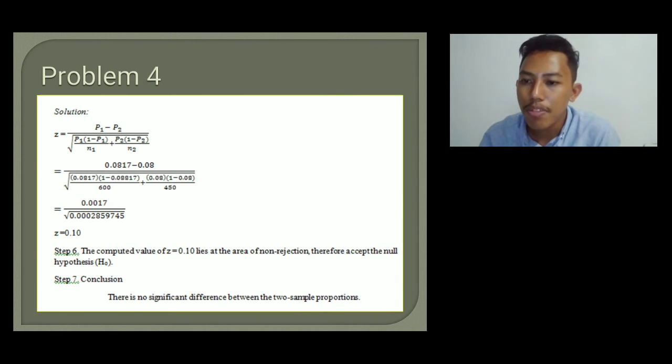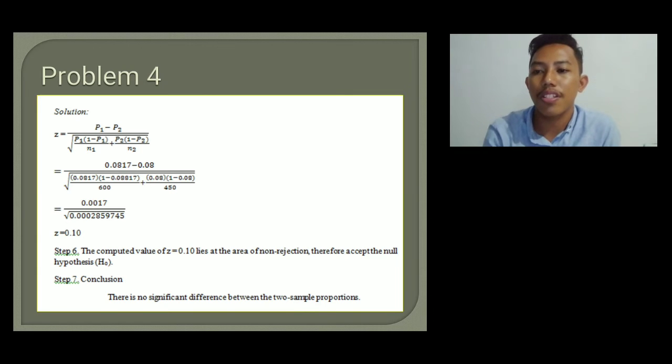It will now become 0.0017 over the square root of 0.0028599745. Our z value now is 0.10. Step 6a, the computed value of z, 0.10, lies at the area of non-rejection. Therefore, accept the null hypothesis. The conclusion is there is no significant difference between the two sample proportions.